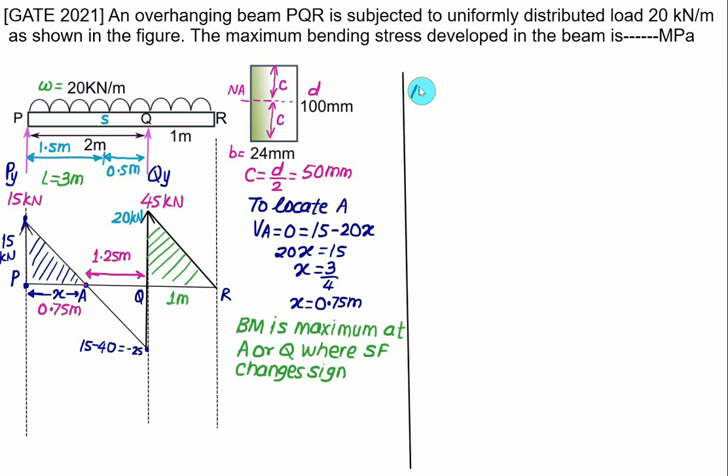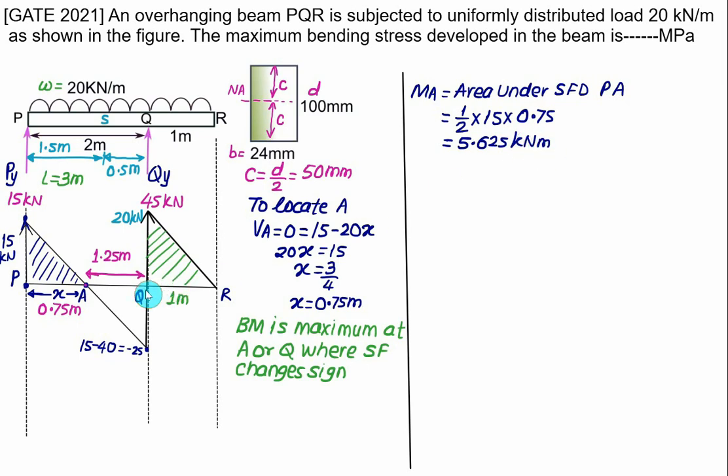So the bending moment at point A will be the area under the SFD, and we'll take this SFD area from P to A. This area is a triangle, so we have 1 by 2, the height is equal to 15 and the base is equal to 0.75. That is 5.625 kilonewton meter.